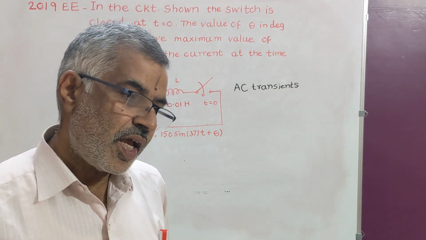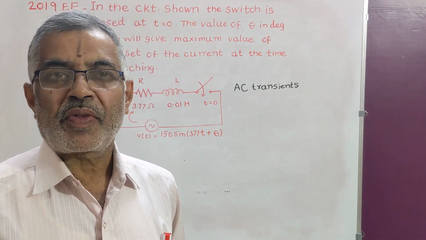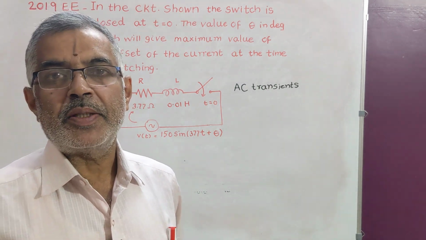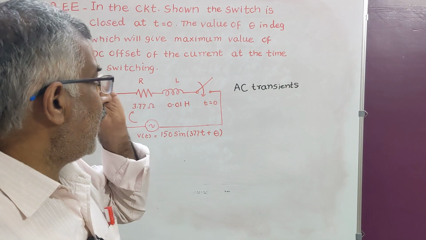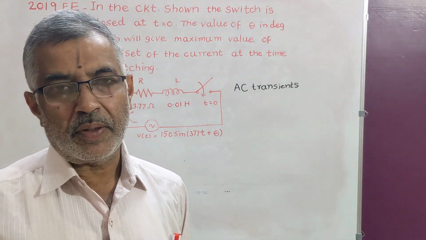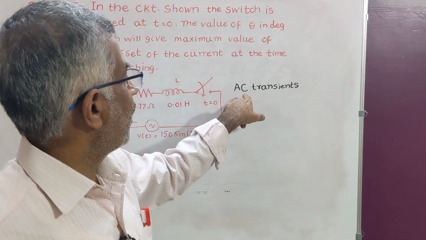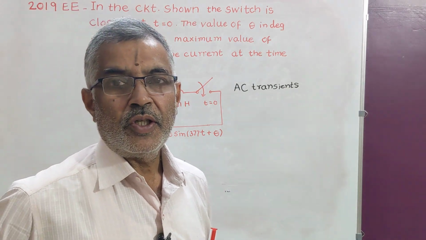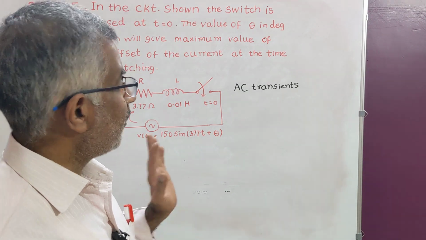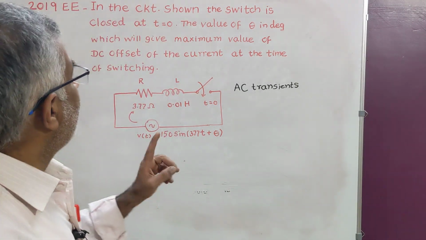So if transients have to be observed, then the network must have either an inductor or a capacitor. Inductor and capacitor are responsible for transients. And in GATE, normally we see DC transient problems, but this year, a question had rarely come on AC transients. So students have to remember the expression very well. First of all, I will explain a few points for you. Then I will solve this problem.